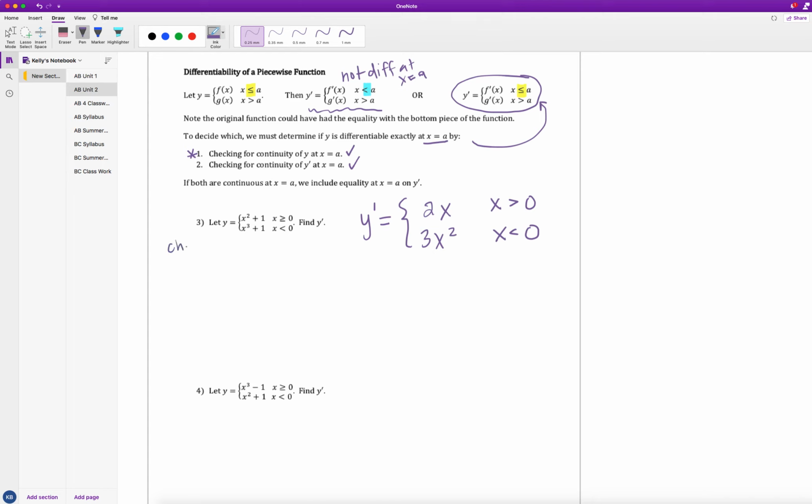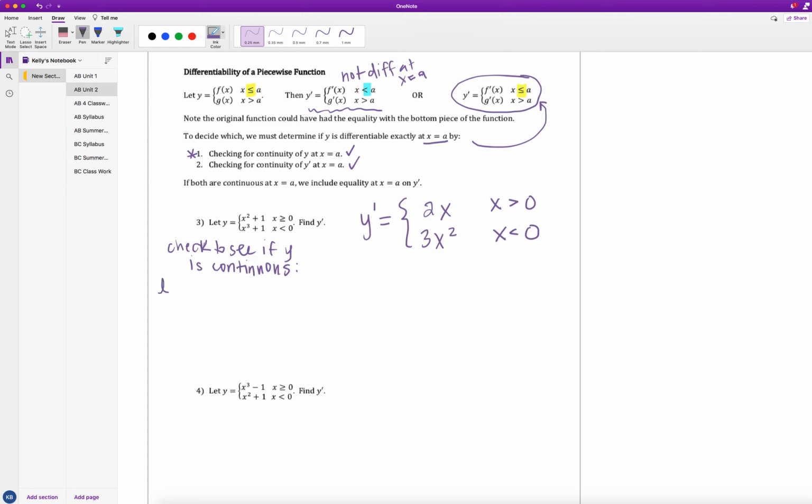So we are going to check to see if y is continuous. One of the first things we're going to have to compute is the limit from the left and see if it equals the limit from the right. Why don't you guys pause the video and compute both of those limits for our original function y.